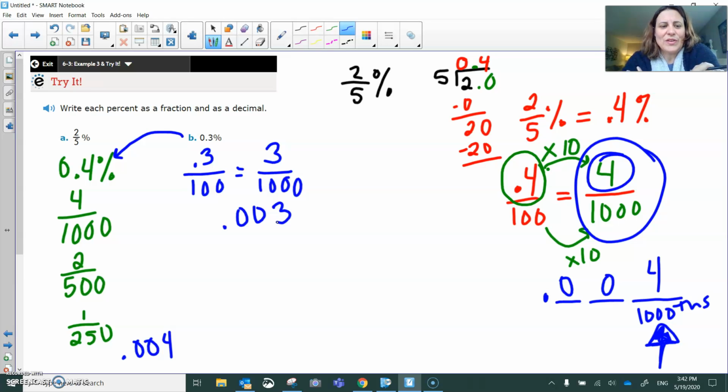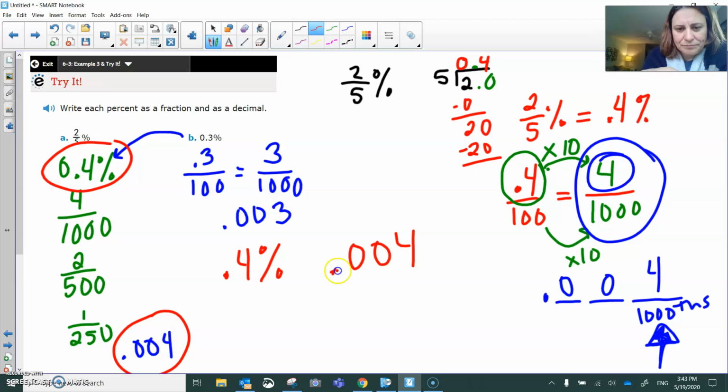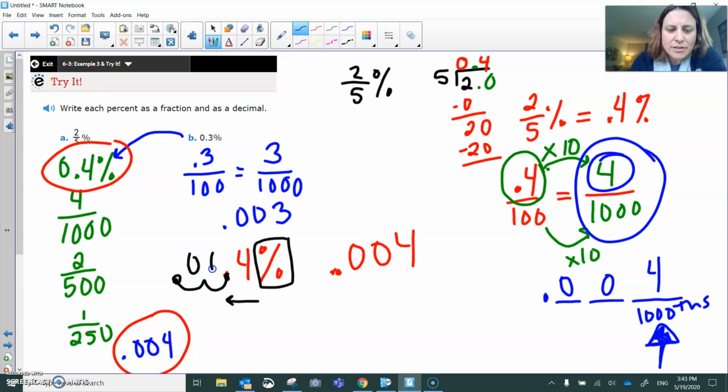I think I know where they're really going with this, and I want you to notice something. Will you look at this number for me? 0.4%, and this number here, 0.004. This is the way your parents learned it, and the way that one of your parents is trying to explain to you right now. If you want the percent sign to go away, the trick is you take the decimal and you move it left 2 places, 1, 2, and you put zeros in to hold its place. So 0.4% is the same as 0.004.